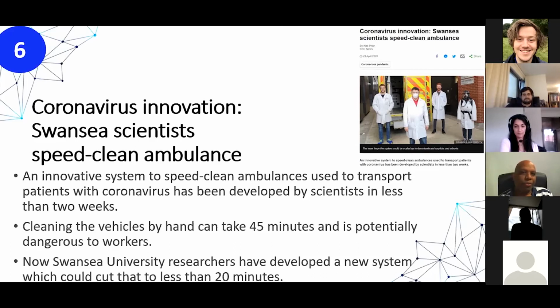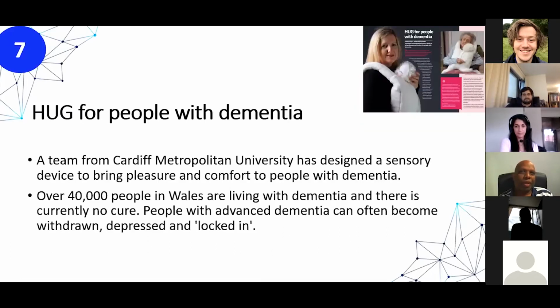So the next one, this is my favorite. People who know me know that I'm into free hugs. So a hug for people with dementia. Cardiff Metropolitan University students and researchers have developed this cuddly toy, which has sensors, and it'll give you that feeling of hugging a human.